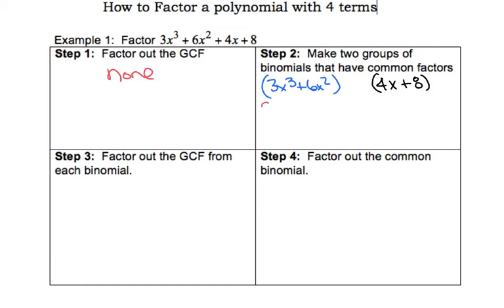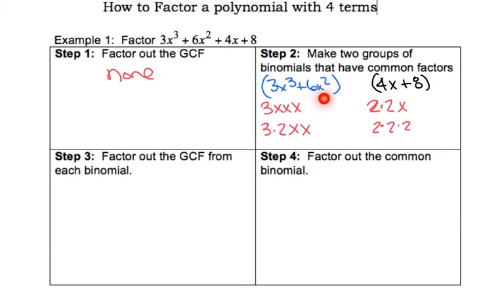So I'm going to break this down over here. 3x cubed is 3 times x times x times x. 6x squared would be 3 times 2, times x times x. Over here, 4x would be 2 times 2 times x. And then 8 would be 2 times 2 times 2. All right, looking for what they have in common.